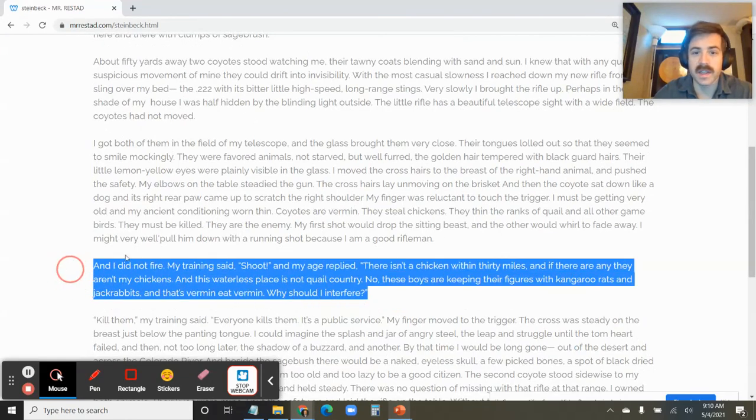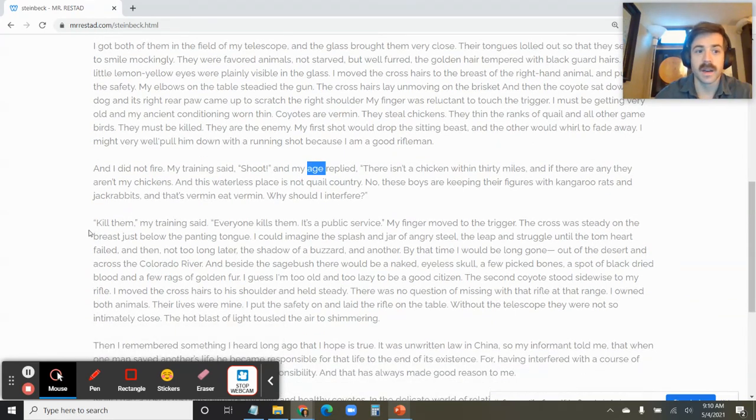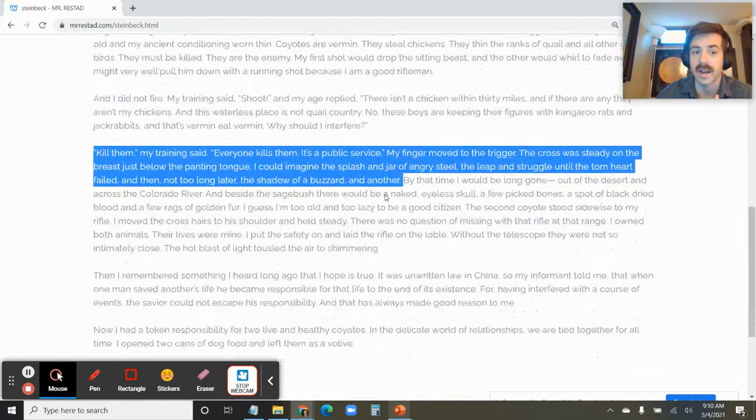And then take a look at this nice short paragraph and look at how he uses dialogue. "My training said, shoot. And my age responded, there isn't a chicken within 30 miles," right? He hasn't introduced new characters. He's just kind of personified these ideas in his brain between his training, like what he was raised and brought up to do in California, versus his age, kind of experience with life and living beings. And this now becomes the central conflict of the story, is his internal struggle of like, do I kill these things or do I not?